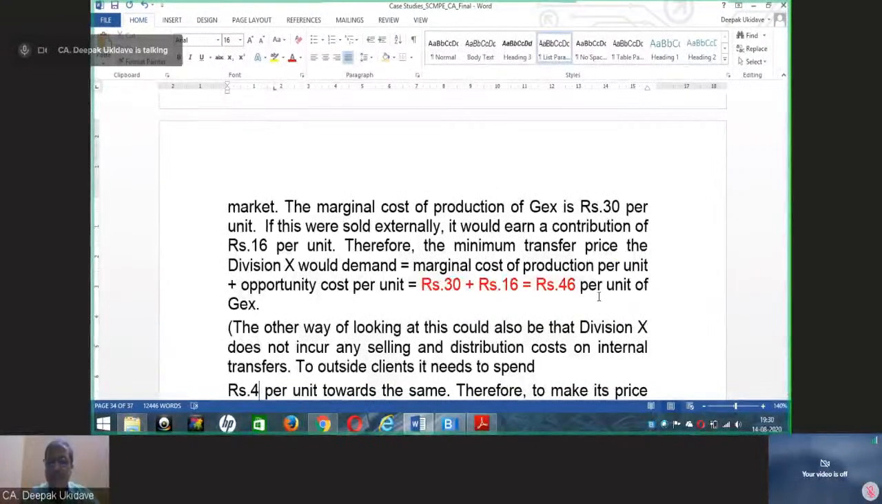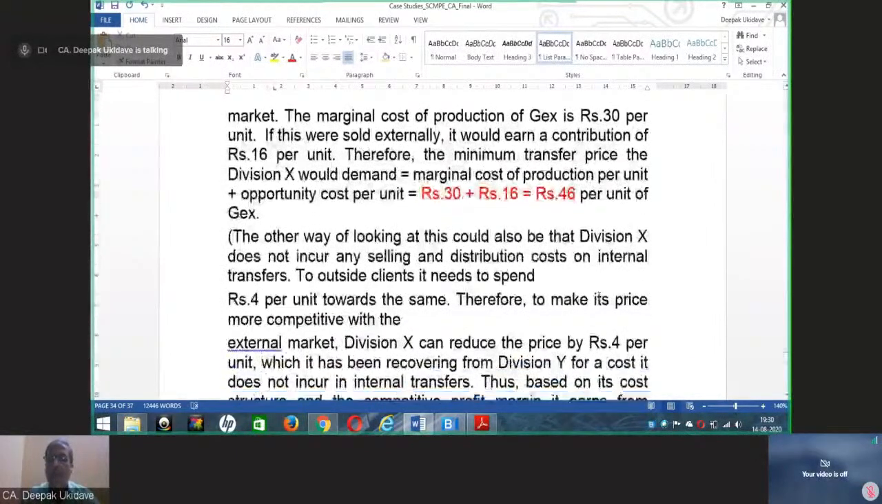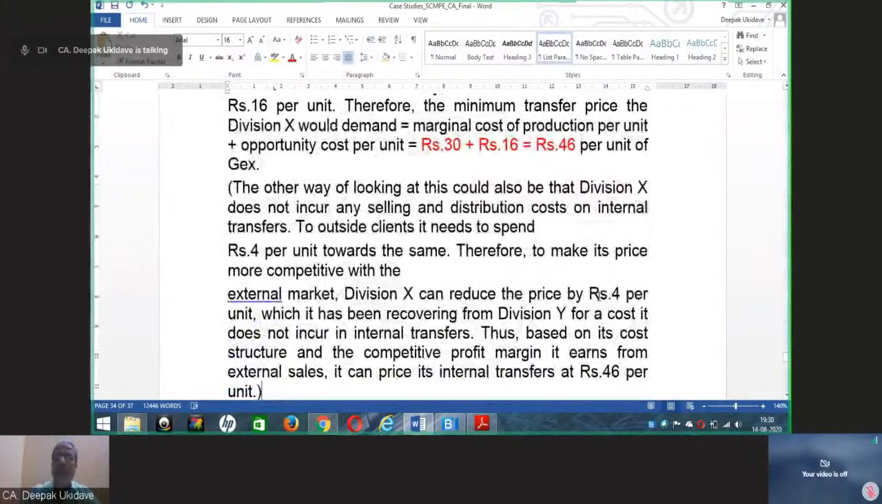So 46 rupees will be the transfer price per unit that can be charged by division X to division Y in the current scenario. The other way of looking at this is that division X does not incur any selling and distribution cost. That is how it is able to save that 4 rupees. 50 rupees is the current price at which it is sold to the internal customer. From 50 rupees, reduce 4 rupees, which is the selling and distribution cost. Frankly speaking, 4 rupees should be deducted from 50 rupees because you are not incurring that cost for division Y. Division Y is our sister concern, brother concern. That means we are not going to recover any selling and distribution cost from division Y. So if you reduce that 4 rupees from 50 rupees, automatically your answer comes to 46.